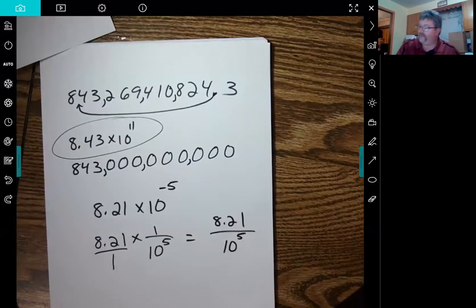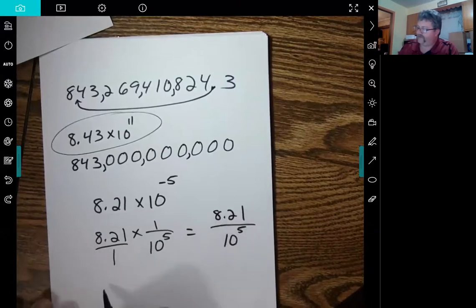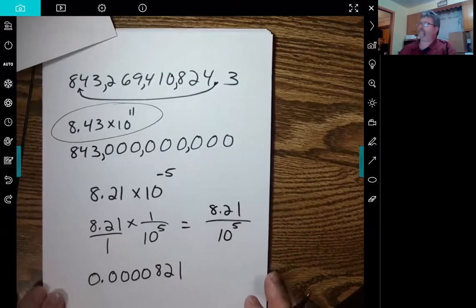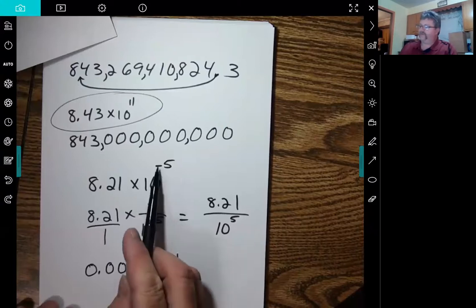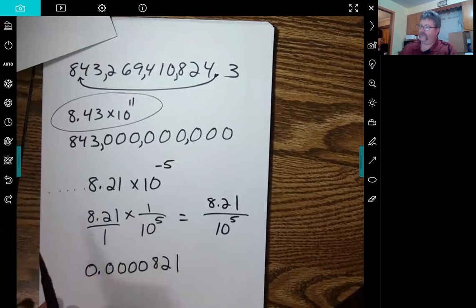I'm dividing that 8.21 by a bunch of powers of 10, right? So what would it be? It's going to shift that decimal 5 places to the left. So I'm going to have 4 leading zeros and then an 821 if I perform that calculation. Well, all I did here is I look at my -5 and I say, aha, 1, 2, 3, 4, 5, and I fill those in with zeros. Okay, so a very, very small number can also be represented by scientific notation in this fashion.